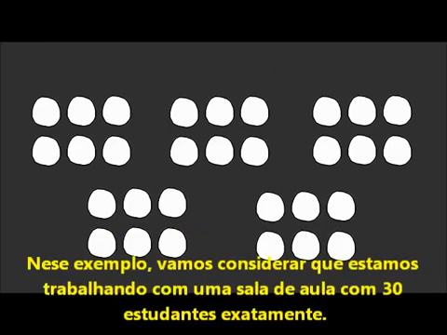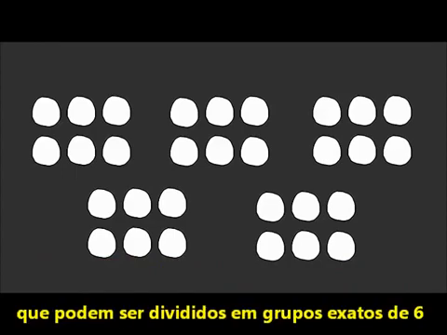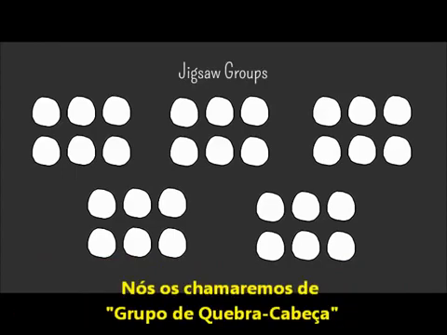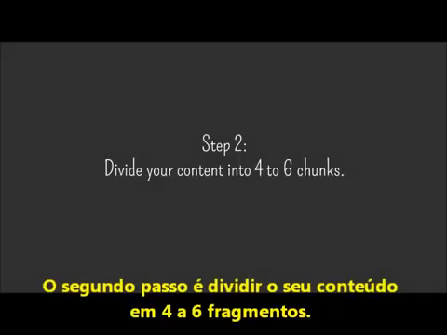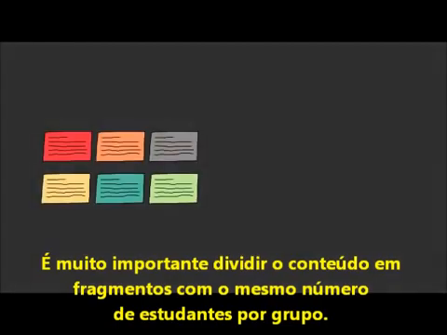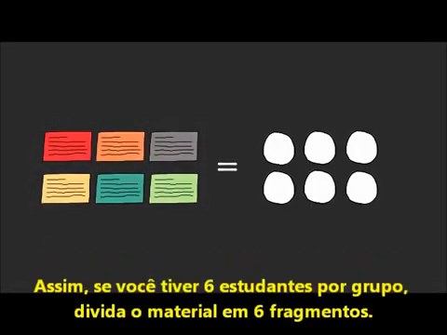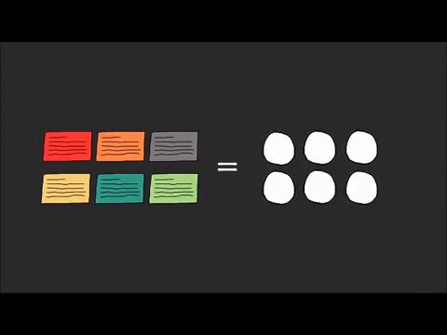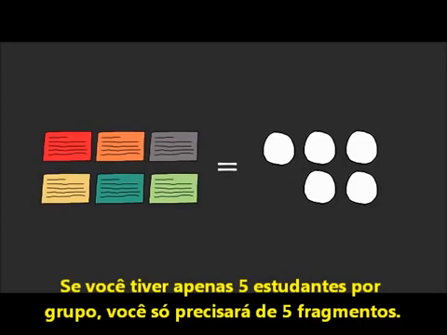For this example, we'll assume you're working with a class of exactly 30 students who can be divided evenly into groups of 6. We'll call these jigsaw groups. Step 2, divide your content into 4 to 6 chunks. It's important to divide the content into the same number of chunks as the number of students in each group. So if you have 6 students per group, break your content into 6 chunks. If you're only going to have 5 students in each group, then you'll only need 5 chunks.